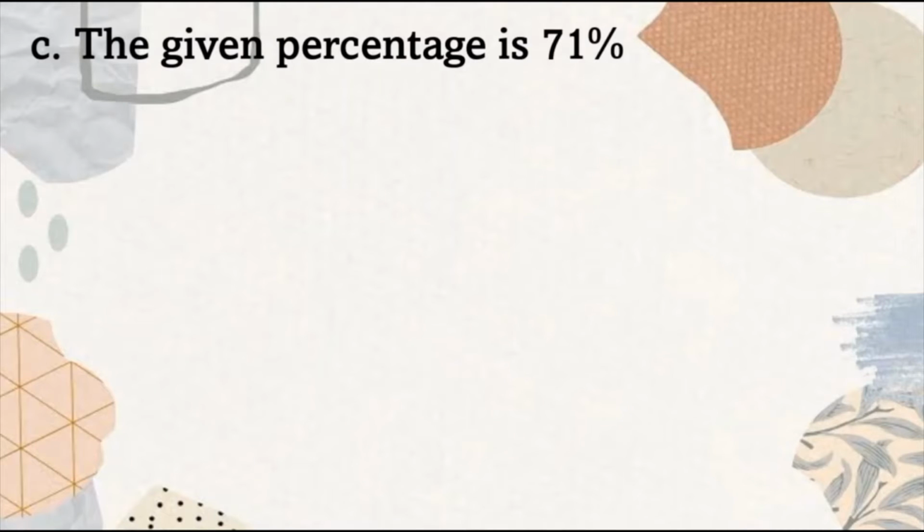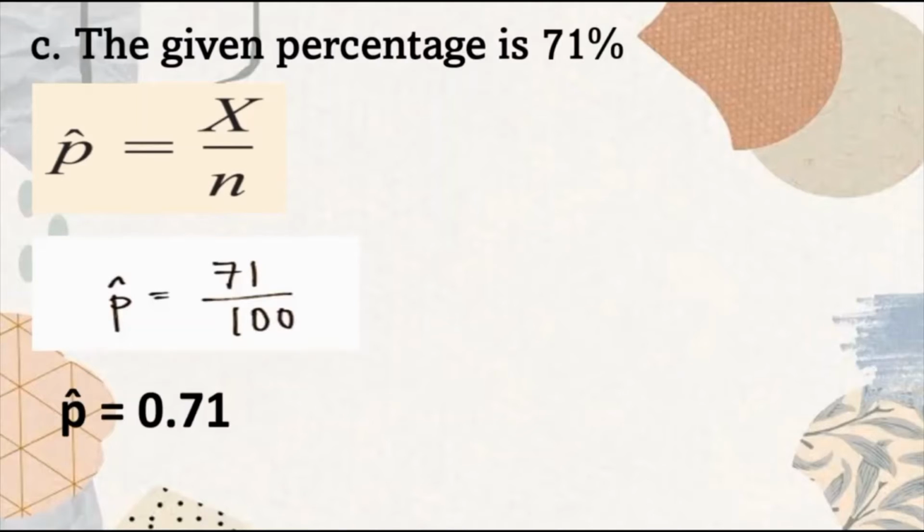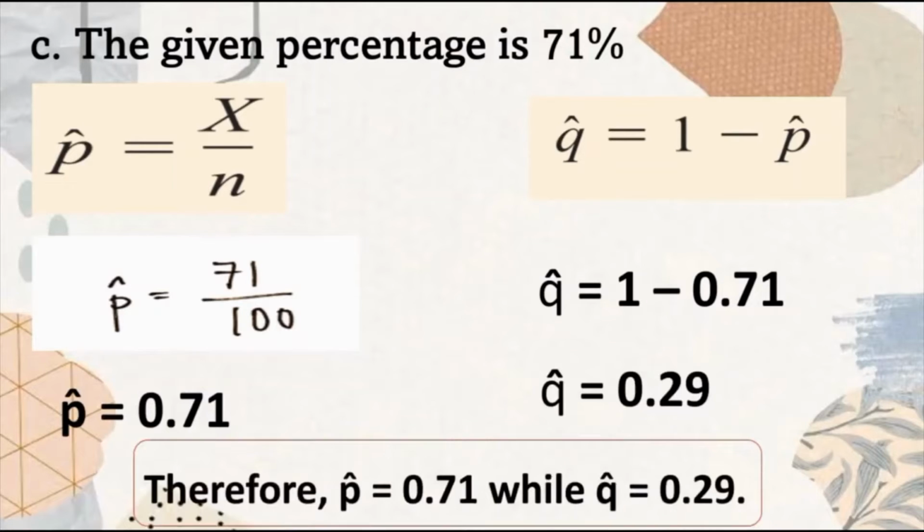C. The given percentage is 71%. Our formula is P hat is equal to X over N. Our N is equal to 100%. So P hat is equal to 71 over 100. So P hat is equal to 0.71. Q hat is equal to 1 minus P hat. So Q hat is equal to 1 minus 0.71. So Q hat is equal to 0.29. Therefore, P hat is equal to 0.71 while Q hat is equal to 0.29.